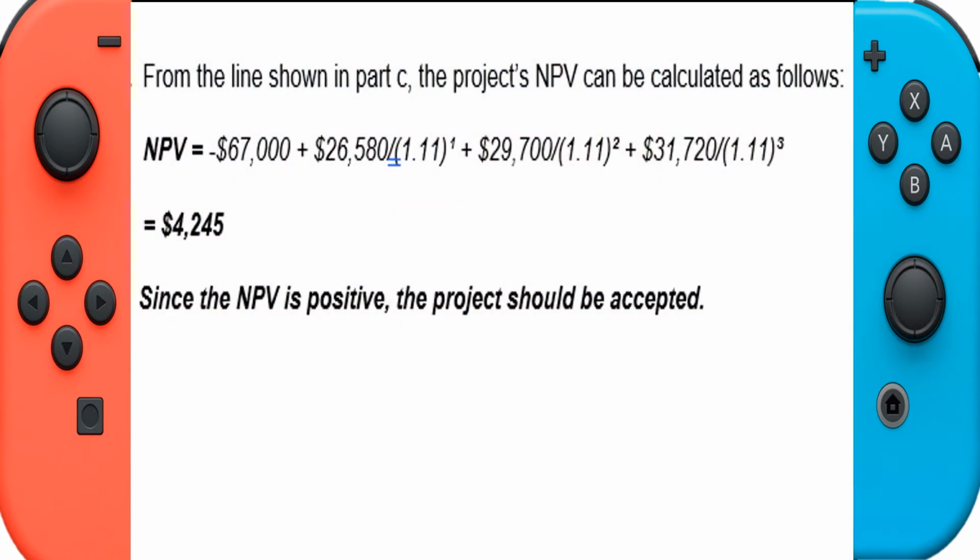Greetings, trainers! As seen on the previous line, the project's net present value is calculated by adding negative $67,000 to $26,580 divided by 1.11 raised to the power of 1, plus $29,700 divided by 1.11 raised to the power of 2, plus $31,720 divided by 1.11 raised to the power of 3, which totals to $4,245. According to the net present value theory, investing in something that has a net present value greater than zero should logically increase a company's earnings. Since the result is positive and greater than zero, the project should be accepted, in which the Sharp Company can expect a profit.